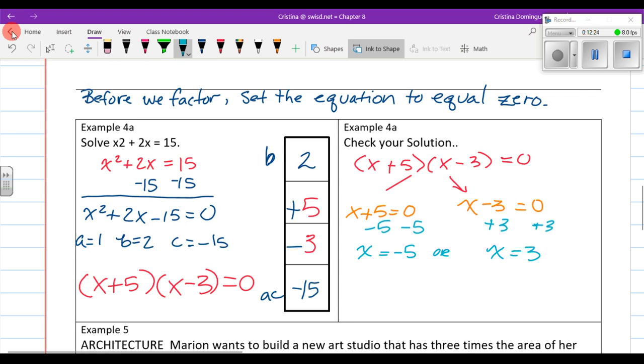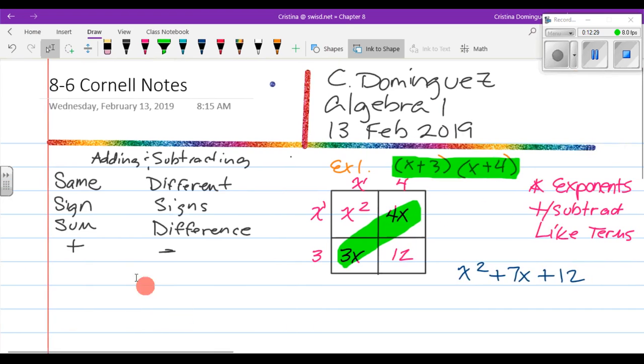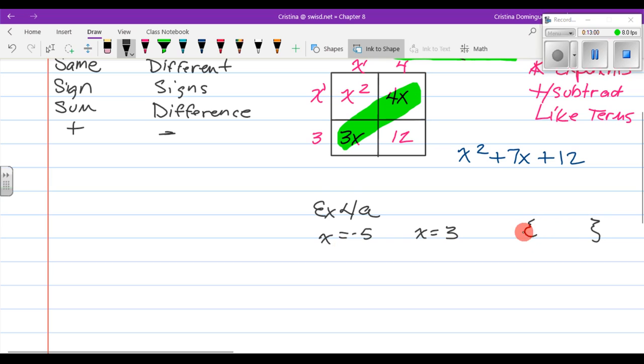to our Cornell notes. And we can actually just check it right here. So I'm going to put in example for A. And we're going to check our answers. The first one was x was equal to negative 5. And the other one was x was equal to 3, right? Sometimes they may even write it in a solution set. And we're going to pretend those are curly brackets. They're pretty bad, but you get the idea. They may even write it like that.